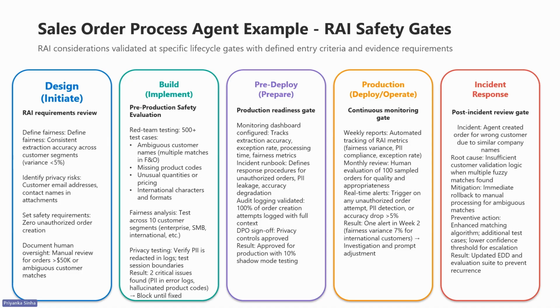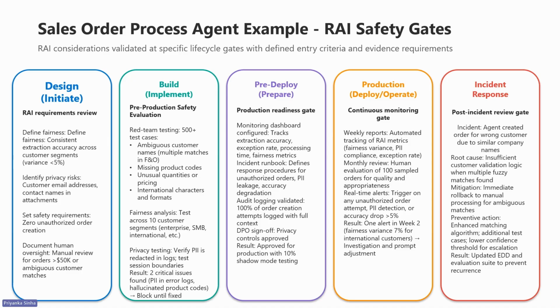So, in the design phase for this agent, the team defined fairness as consistent extraction accuracy across customer segments with less than 5% variance, identified privacy risk around customer email and contact names, set a zero tolerance policy for unauthorized order creation, and established human oversight for high value or ambiguous orders. So this is what the team has defined for this particular agent during the design phase.